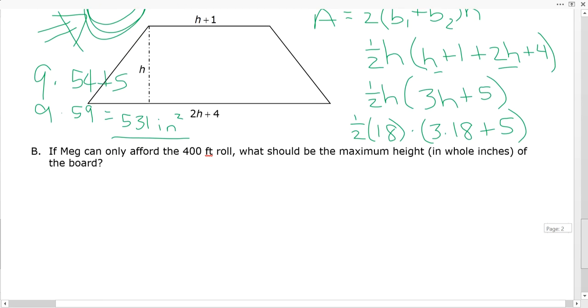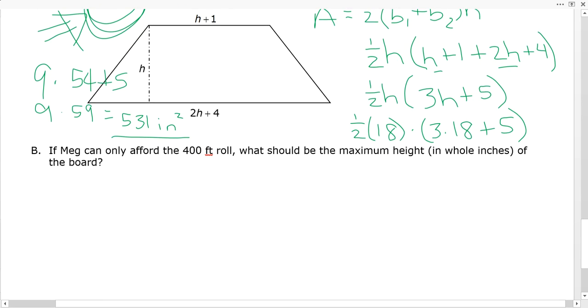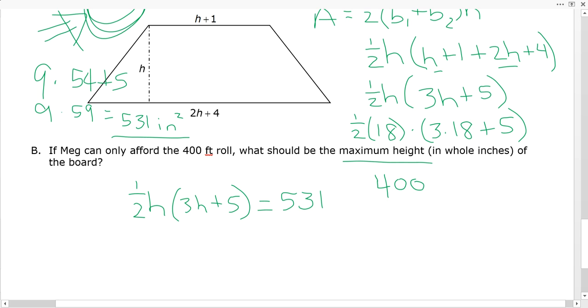But of course it gets a little trickier. Okay, so what if she can only buy 400 square inches? We want to know the maximum height. Well, basically what I just did is I had 1/2 h times 3h plus 5, and h was 18, and that equals 531. If I only can make it equal 400, then my h is going to have to change.